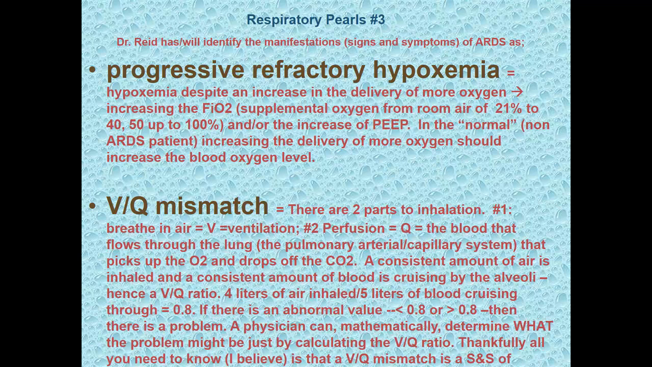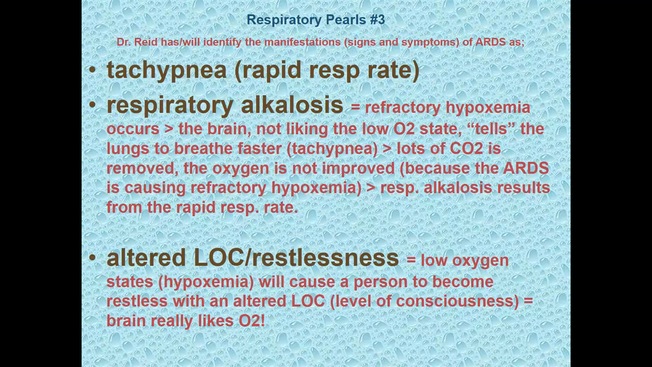So this is a lot of information. All you need to know is that there is a VQ mismatch in ARDS. Tachypnea and respiratory alkalosis kind of come together. Let's think about problems such as ARDS, pneumonia, pulmonary embolus. All those things, all those problems cause a lack of O2 in the blood.